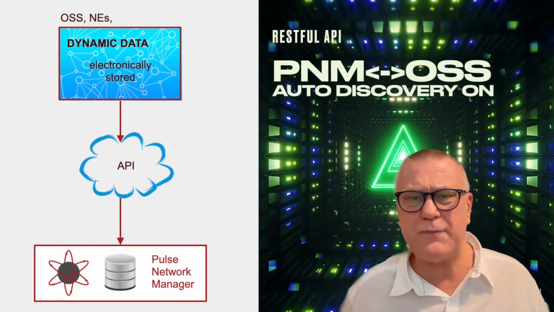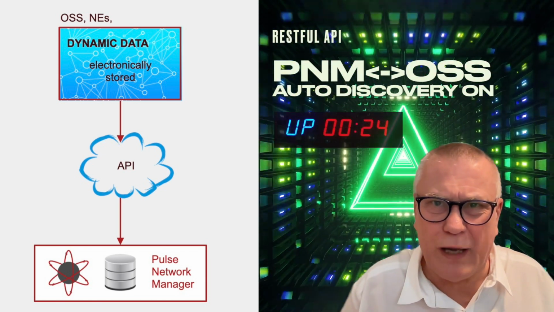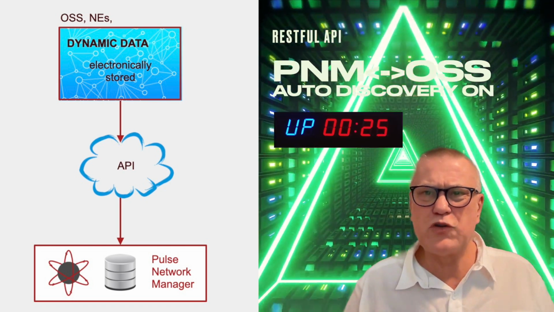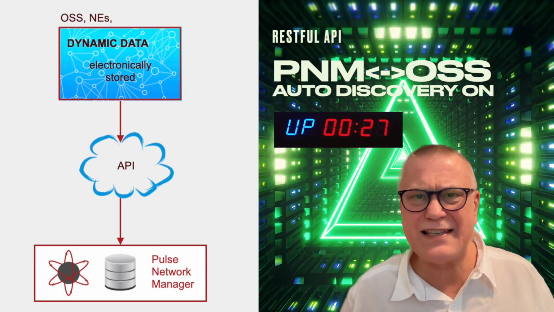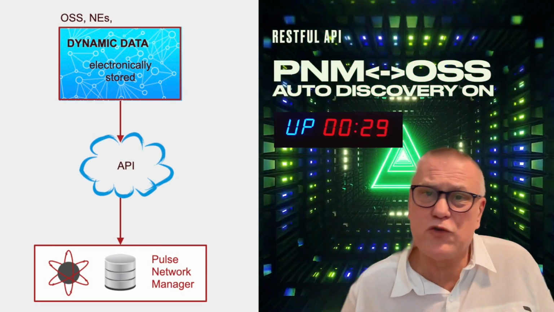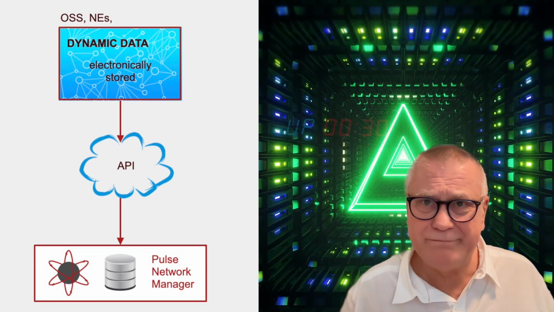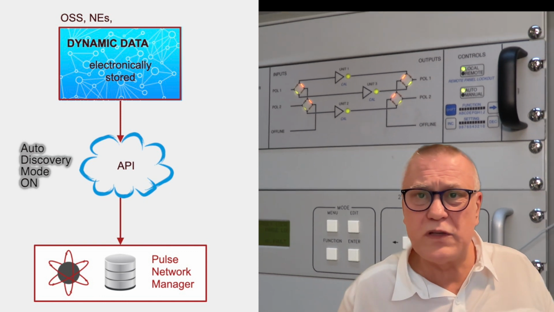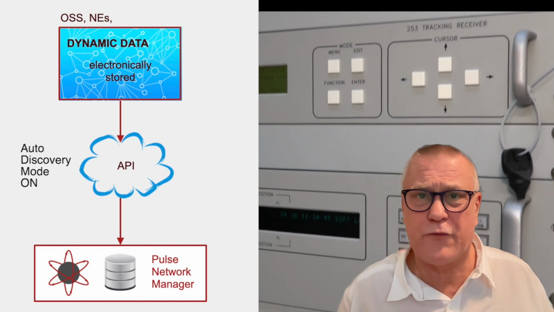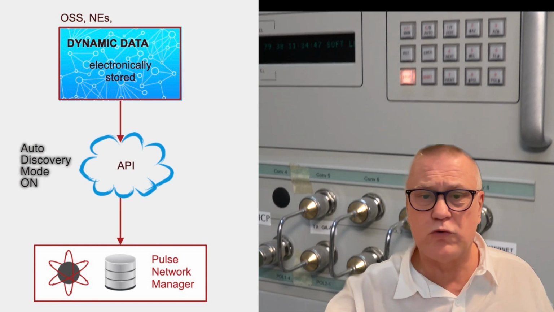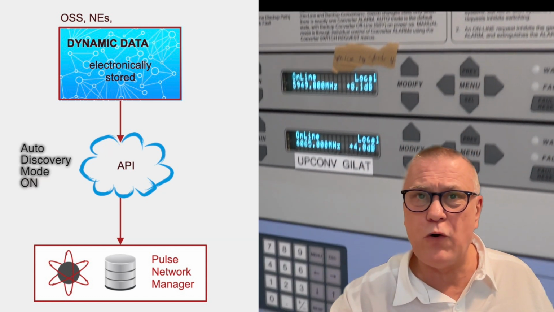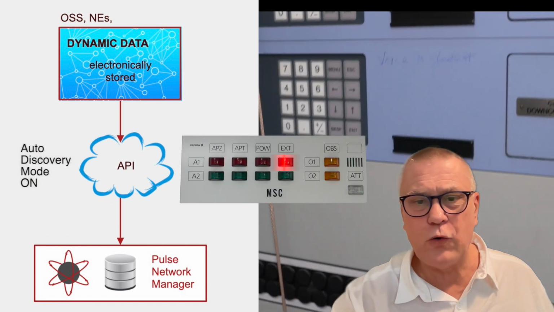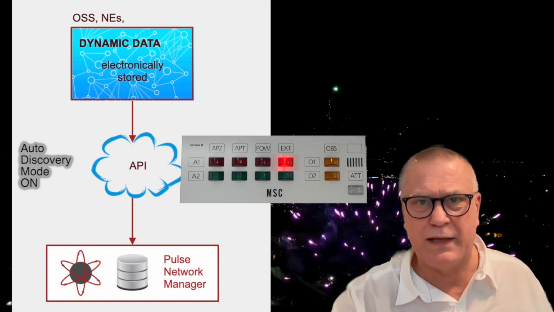So the best way to capture dynamic data in real time is with an API between P&M and an OSS, network element cluster, network elements themselves, or some third-party database. These will all, of course, be operating in automatic discovery mode to ensure that real-time data transfer is actually happening. A great example of this is, of course, when you're doing alarm management.